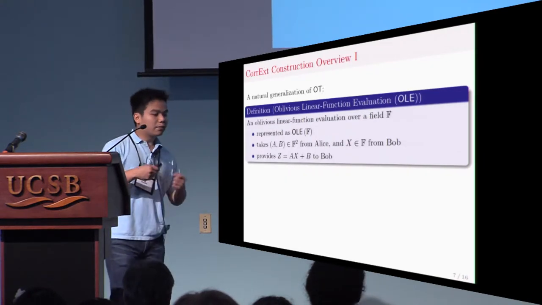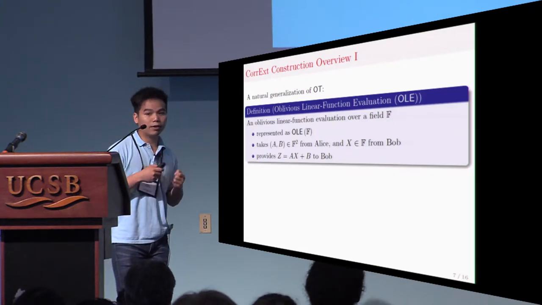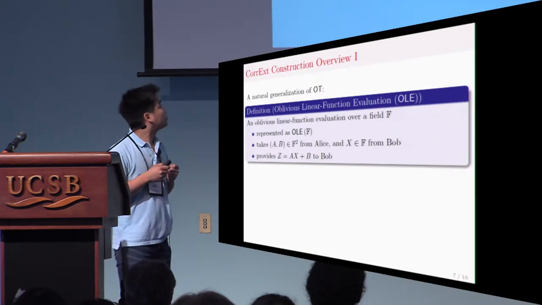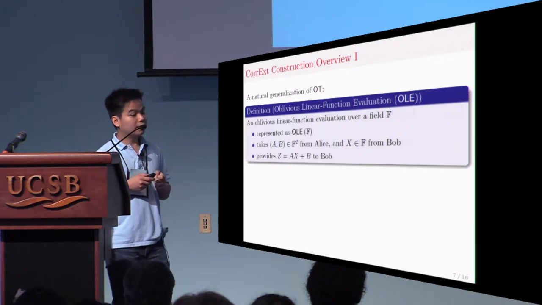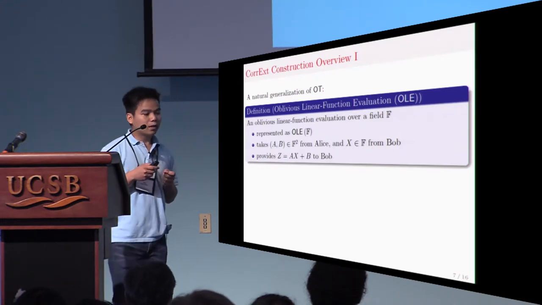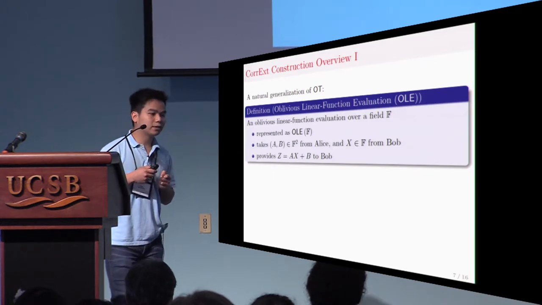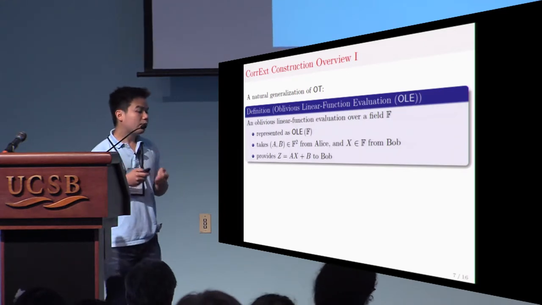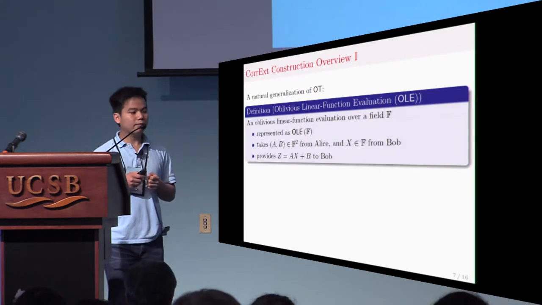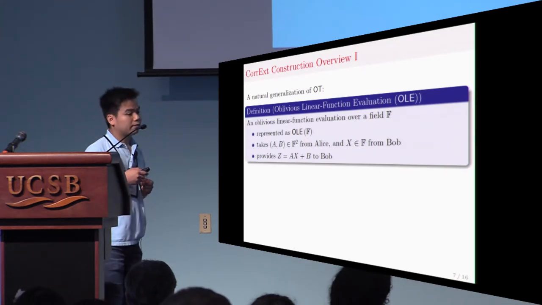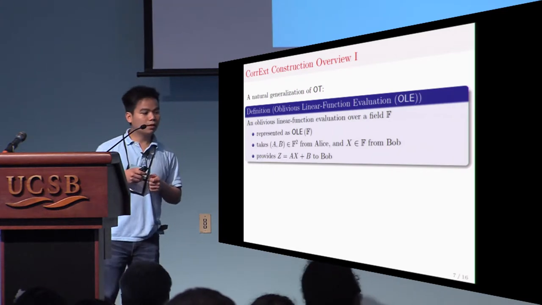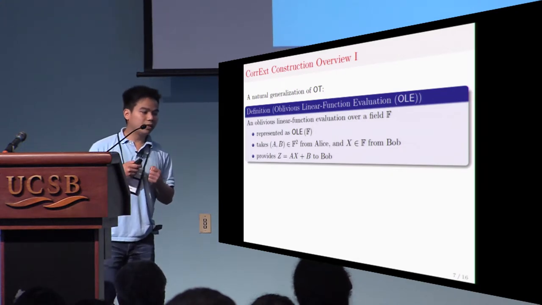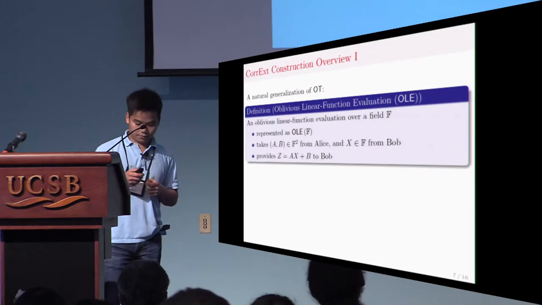So next, let me go over a high-level construction overview of our correlation extractor. But before that, let me introduce an important concept needed for the construction, namely oblivious linear function evaluations. Instead of producing OT, our correlation produces oblivious linear function evaluations. An oblivious linear function evaluation over a field F, represented as OLE over F, takes two field elements, A and B, from Alice, and a single field element, X, from Bob, and provides Z equal to AX plus B to Bob.